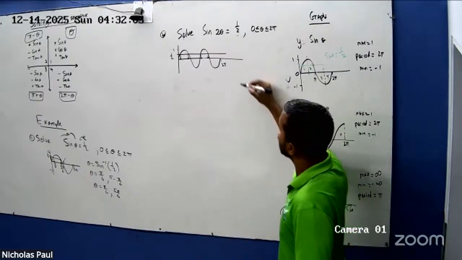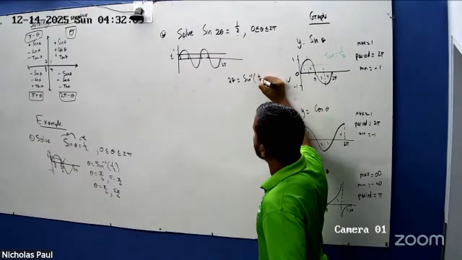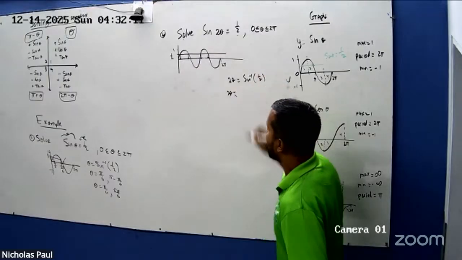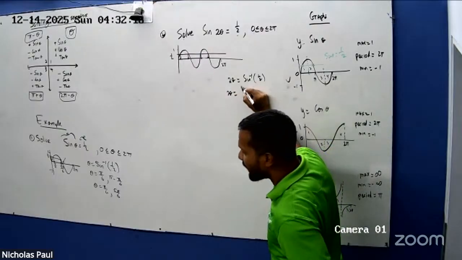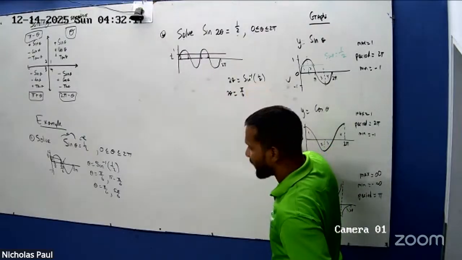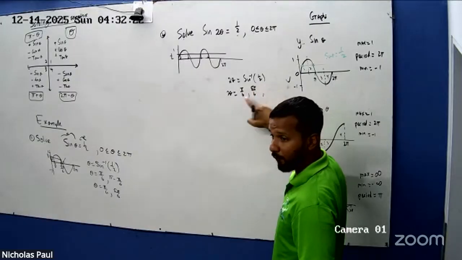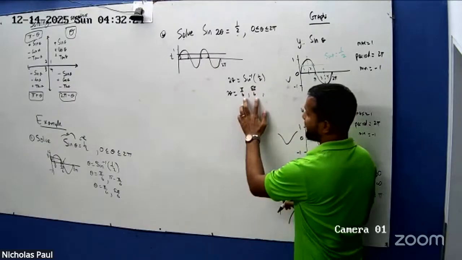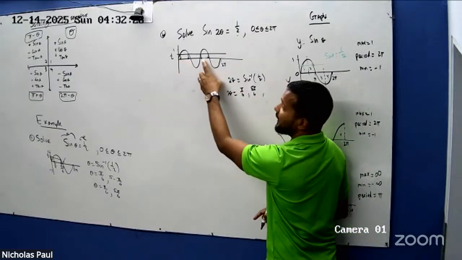So now we write 2 theta is equal to sine inverse a half. And then we do the same thing as before. And we will end up with pi on 6 and 5 pi on 6. Are we okay with that? But this is only for the first 2 solutions. How do I get the next 2?